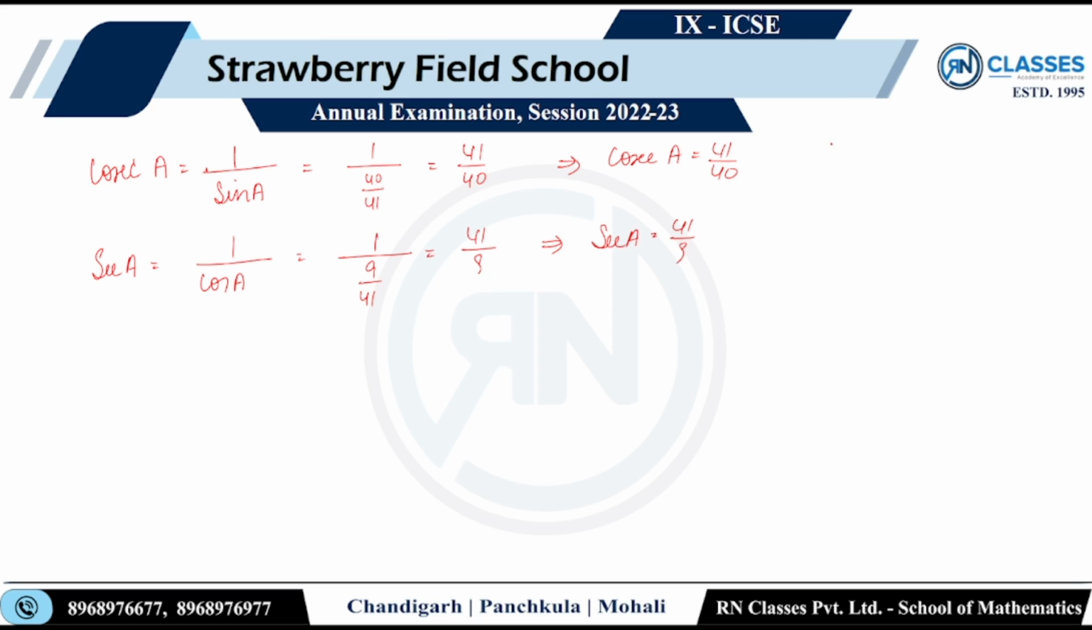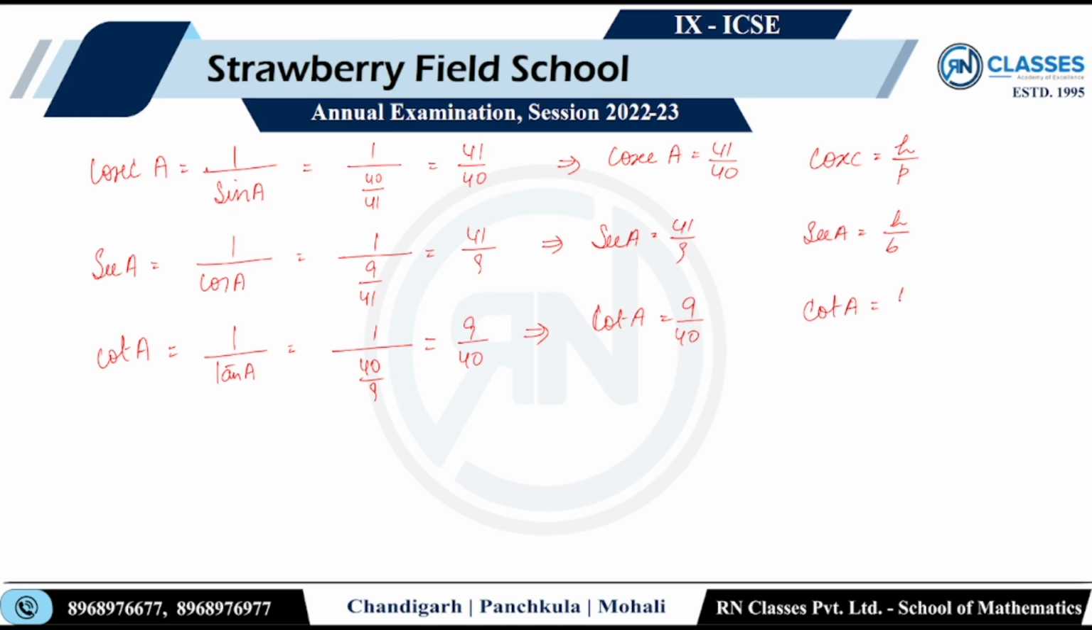तो secant A 41/9। एक्चुअली आप कोसिकेंट ऐसे भी लिख सकते हो, हाइपोटेन्यूज बाय परपेंडिकुलर आएगा, और सीकेंट आएगा हाइपोटेन्यूज बाय बेस। एंड फाइनली cot A। मैं दोनों चीजें बता रहा हूं, 1/tan A से लिख सकते हैं हम लोग। 1/tan A है कितना? 40/9, which is equal to 9/40। So cot of A is 9/40। तो मैं cot A यहां से भी लिख सकता हूं, which is base by perpendicular। You can use this as well.